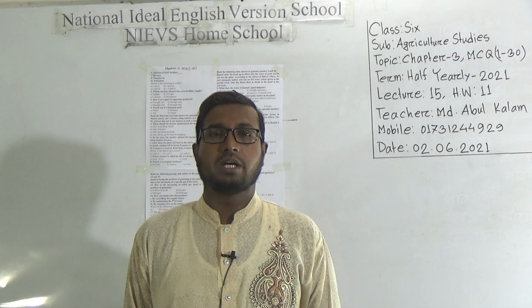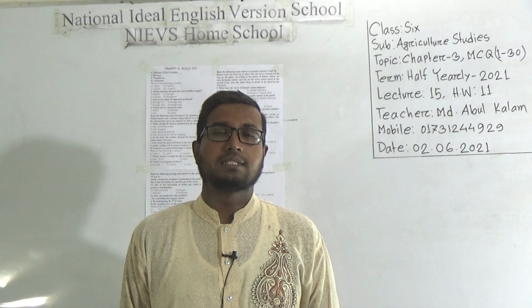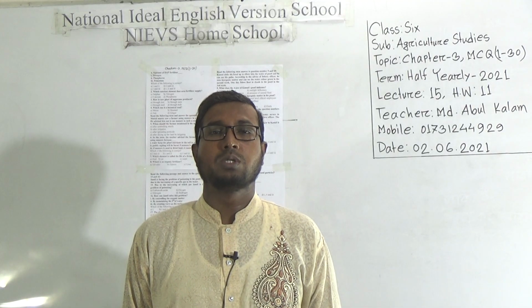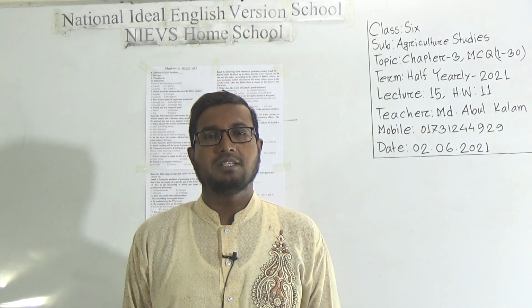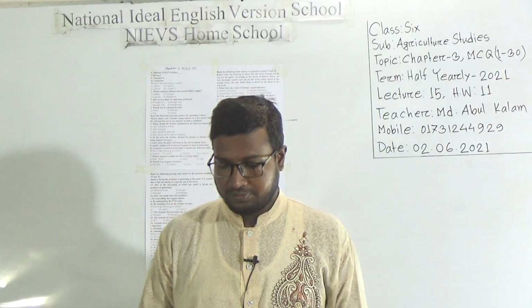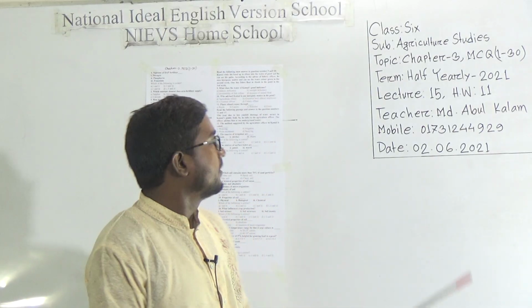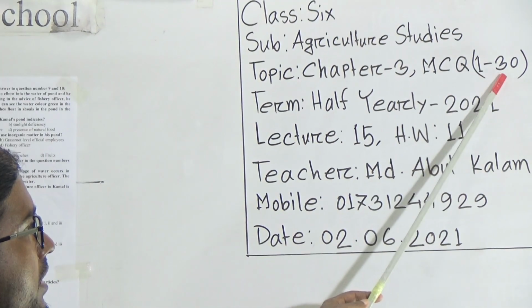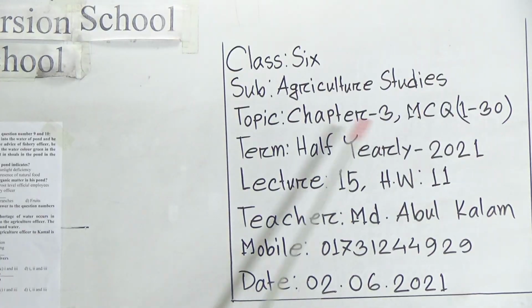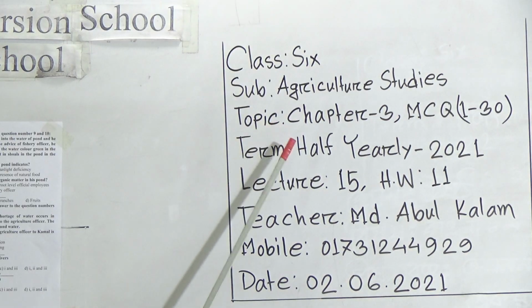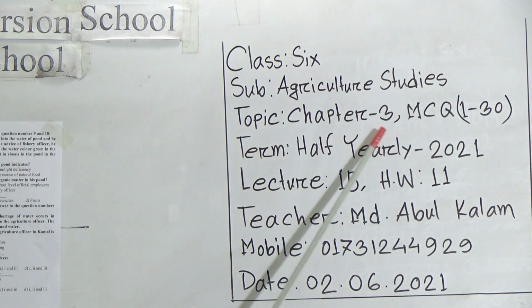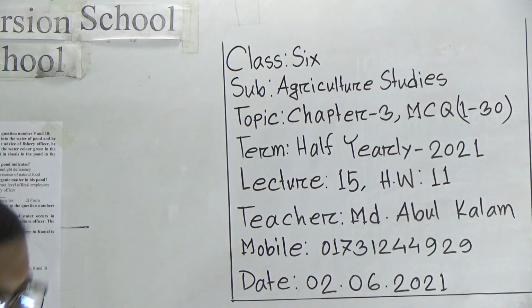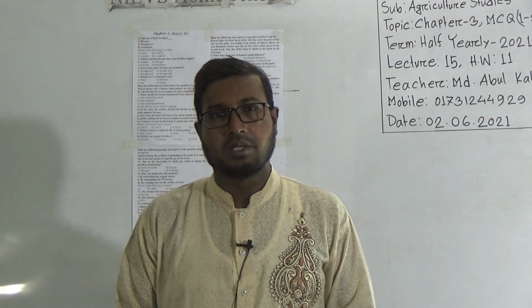Dear learners, today I am going to conduct an agriculture studies class for the students of class 6. Let's see our today's topic. It is chapter 3 MCQ 1 to 30. I am telling again, this is our fifth lecture, topic chapter 3 MCQ number 1 to 30. So dear students, let's start our class directly with the MCQ.